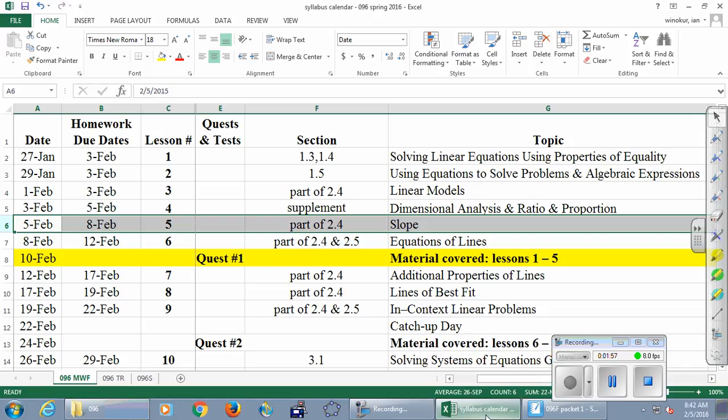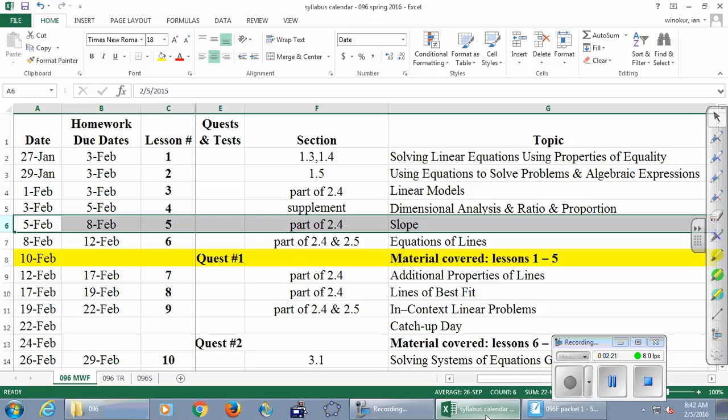Okay, and so the quest is on lessons 1 through 5. On this first page, it tells you exactly which problems in this packet are the ones that are on lessons 1 through 5. Those are the ones you should be focusing on. I will point out that once we finish the stuff from today on slope, that is the end of the material for the quest. We are going to come in Monday and do something about equations of lines, but the Monday material is not going to be on Wednesday's quest.